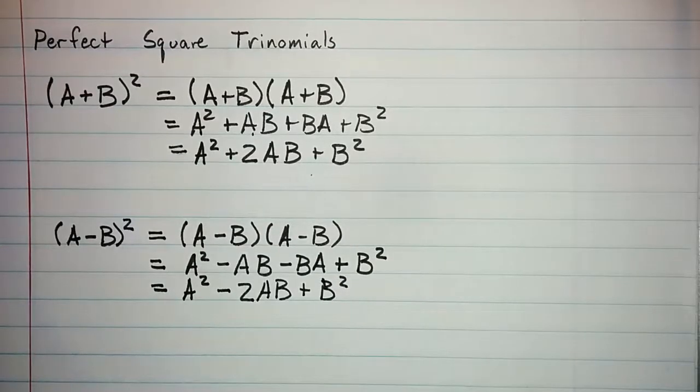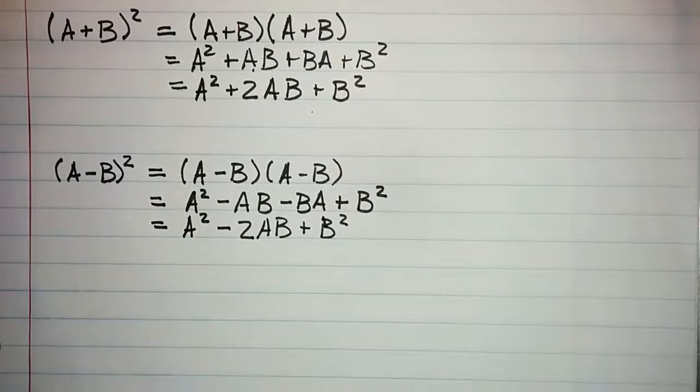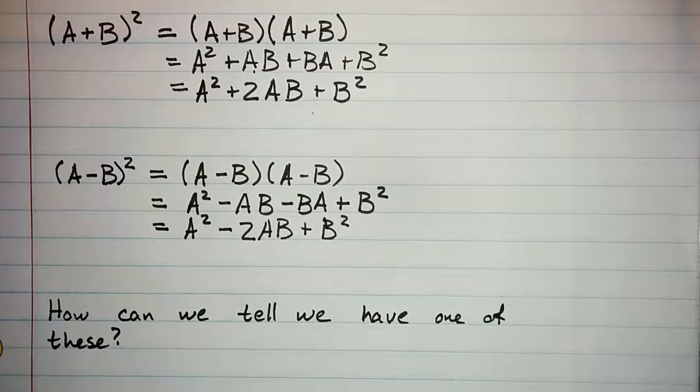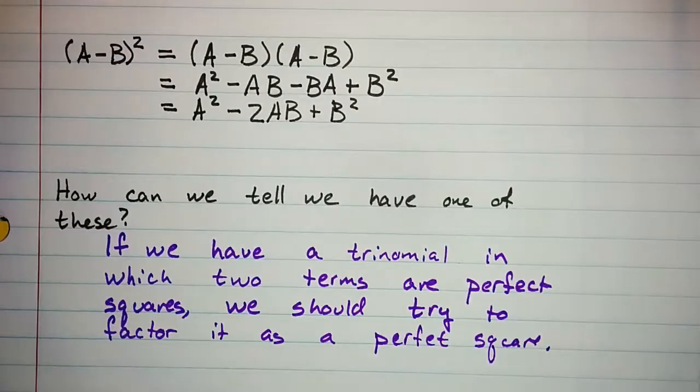All right, why is this useful? Well, if we know we have one of these on our hands, we can factor it pretty easily. How can we tell we have one of these? Well, if we have a trinomial in which two of the terms are in fact perfect squares, we should try to factor it as a perfect square and see if it works.